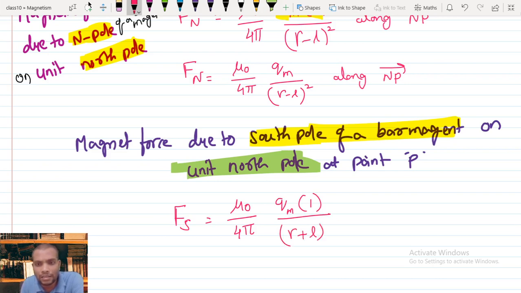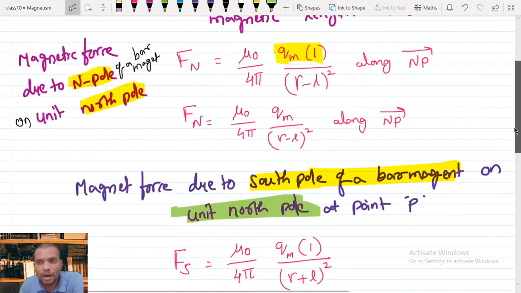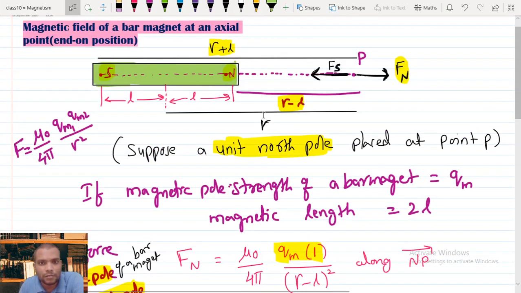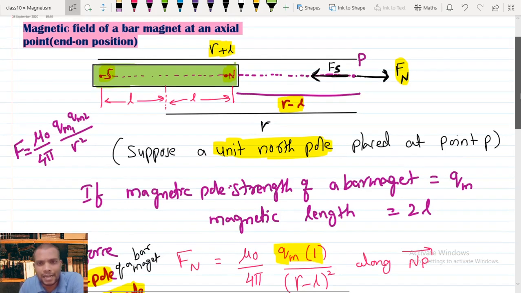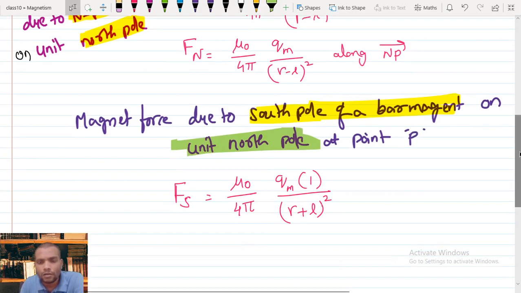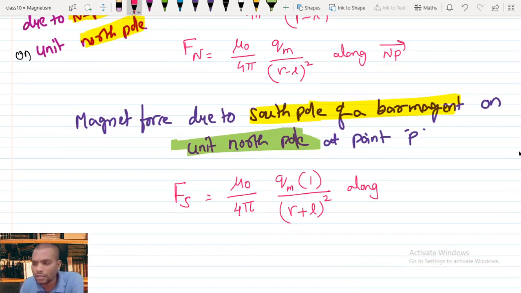Now this time the distance is r plus L whole square, because if you look at the diagram carefully, one more L is added here. R is the distance from the center to the point P, and L is the extra distance from the center to the south pole. So that becomes R plus L whole square. Now the direction: north and south attract, so the attraction force is directed from P to S.